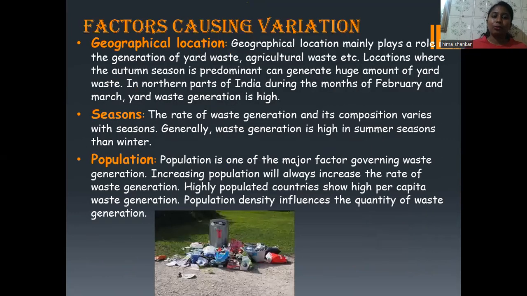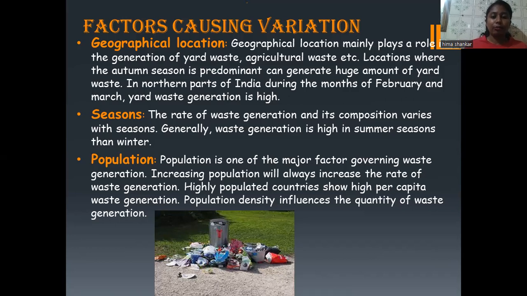And then let's go to the factors causing variation. Geographical location. Geographical location mainly plays an important role in the generation of yard waste, agriculture waste, etc. Locations where the autumn season is predominant can generate huge amounts of yard waste. In northern parts of India, during the months of February and March, yard waste generation is high.